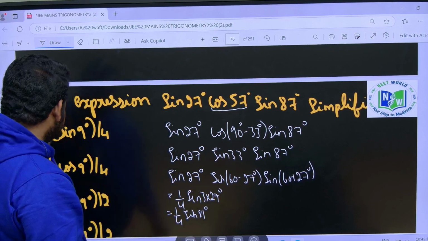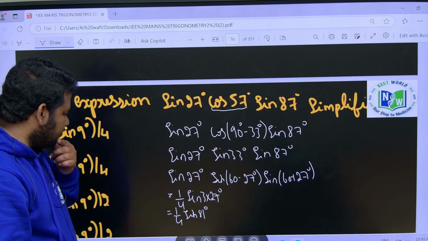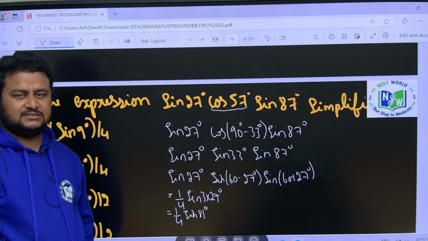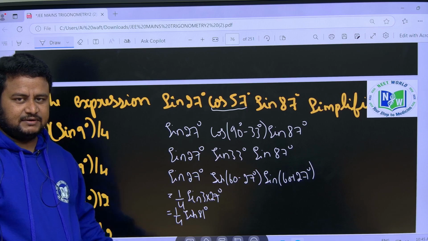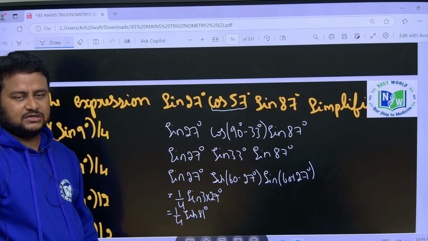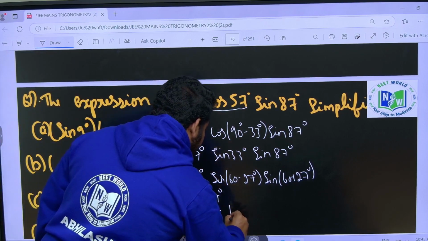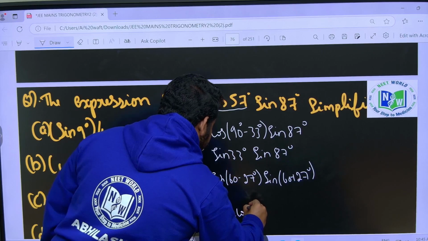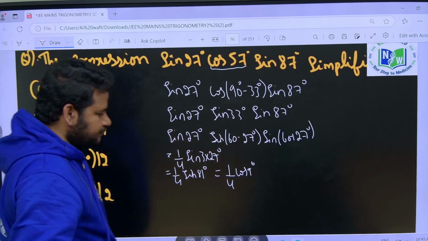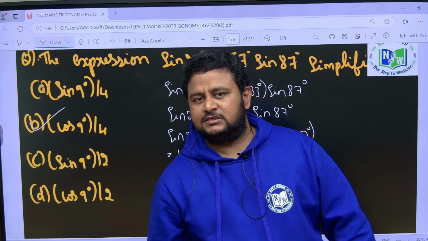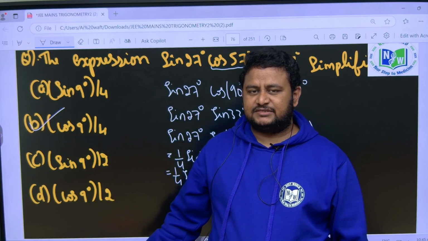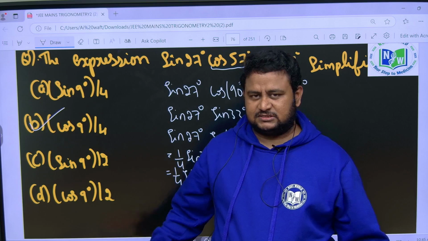But here the options are given in terms of 9 degree. So what can I do? The complement of sin 81 degree: sin 81 degree is sin(90 minus 9 degree), and sin(90 minus theta) is cos theta. So this will be equal to 1 by 4 cos 9 degree, that is cos 9 degree by 4. That is option B. Got it, friends? In the beginning we used the complement of cos, which is sin. In the end we used the complement of sin, which is cos. Got it, friends? Simple.